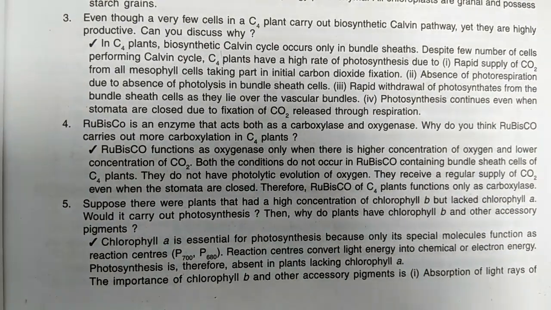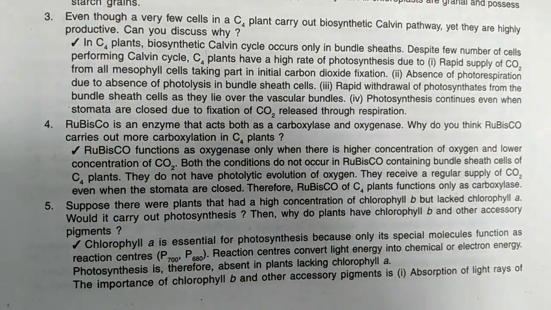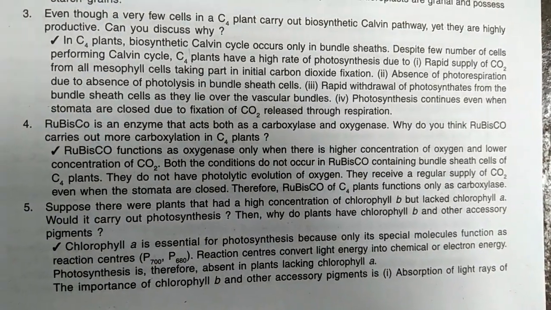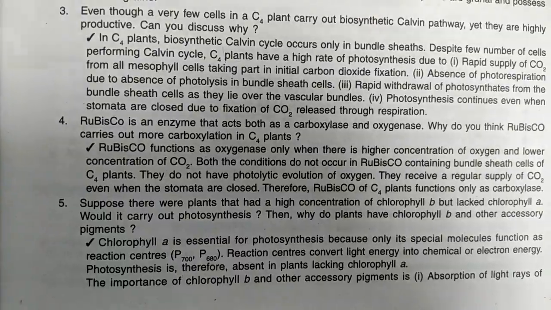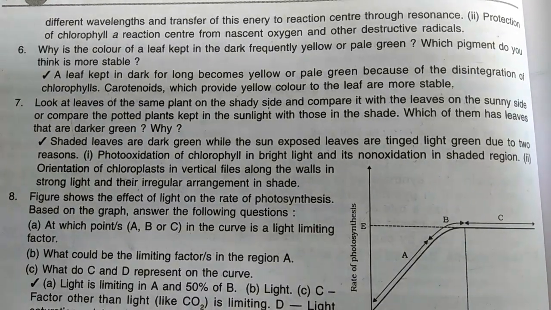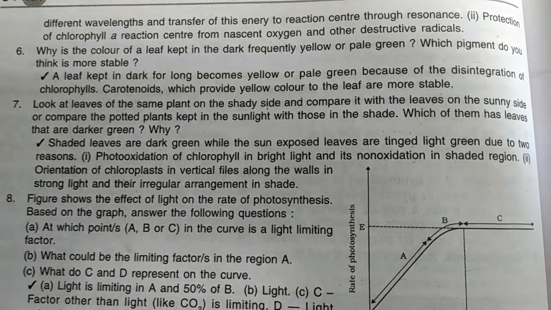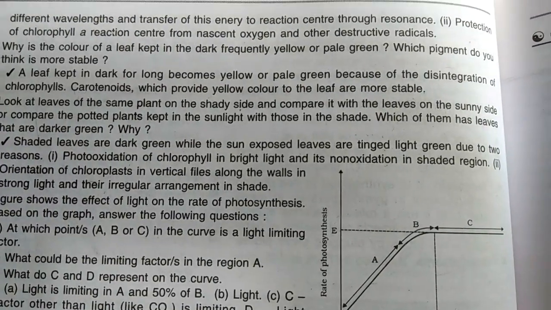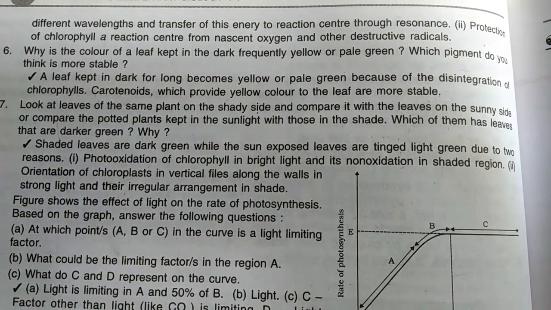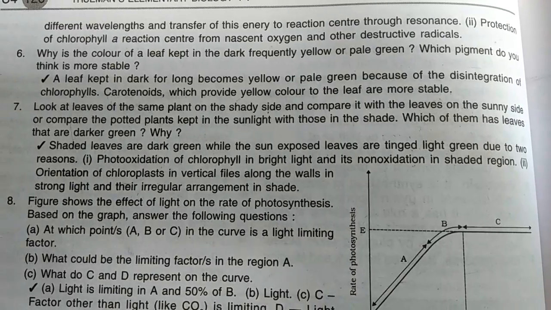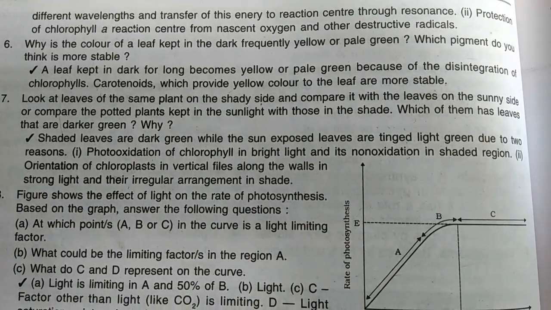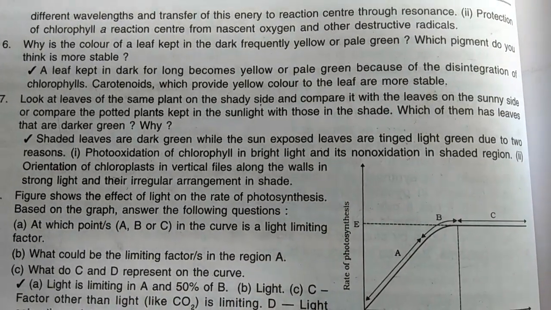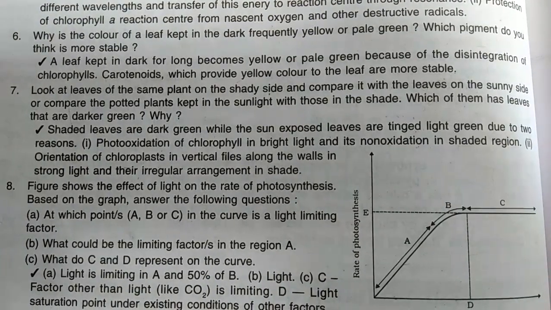The importance of chlorophyll b and other accessory pigments is, first, absorption of light rays of different wavelengths and transfer of this energy to reaction centers through resonance. Second, protection of chlorophyll a reaction center from nascent oxygen and other destructive radicals.